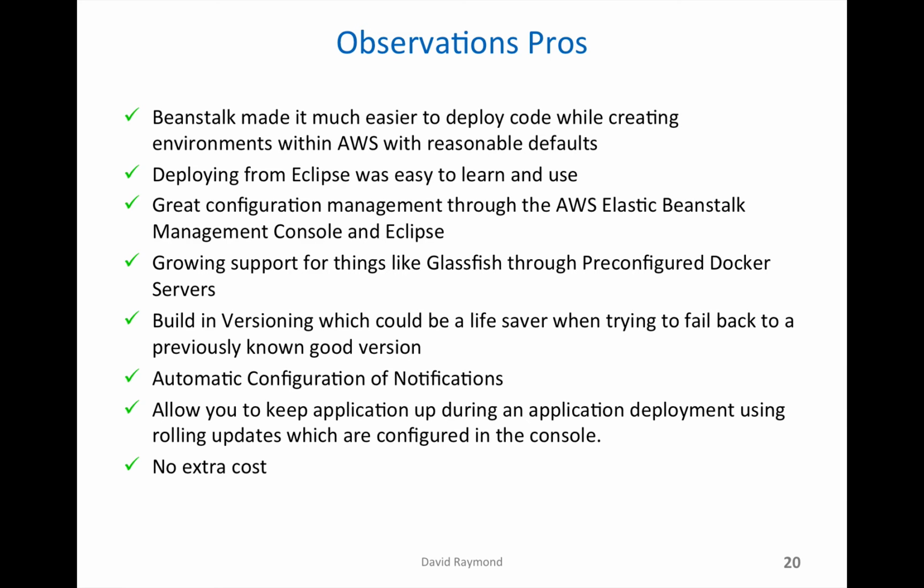Elastic Beanstalk has built-in versioning, which could be a lifesaver when trying to fail back to a previously known good version. It has automatic configuration of notifications, so if you give it an email address, you subscribe to the SNS messages, and then you will get notifications about the health of your environment or if there are any major issues with your environment.